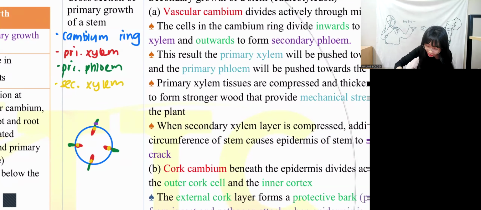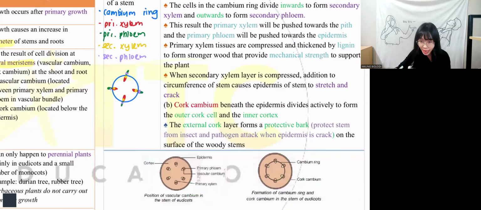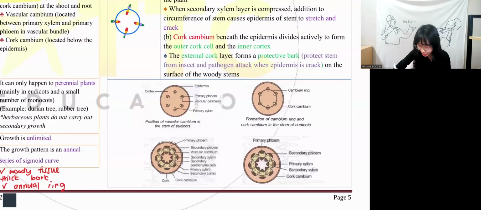And then we have the last part. The one that forms outside is known as secondary phloem. Very good, secondary phloem. So primary xylem grows inwards. Inside is towards where? Inside is towards the pith, correct? The one in green color, primary phloem, grows outside. Outside towards where? The epidermis. So I didn't draw the epidermis, but this is how it's supposed to look like, guys.